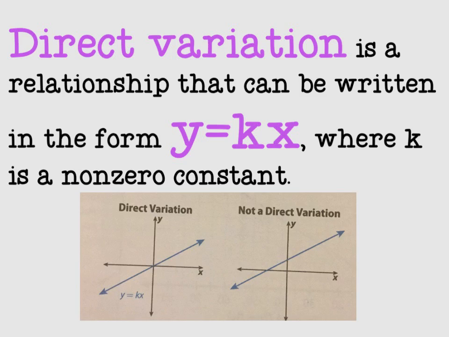So direct variation is just a relationship that can be written in the form y equals kx, where k is a non-zero constant. So direct variation looks on a graph just like a proportional relationship. It still goes through the origin, which remember the origin is (0, 0). And you see this one does not go through the origin. So it's not a direct variation, nor is it proportional. So this is what the direct variation looks like.